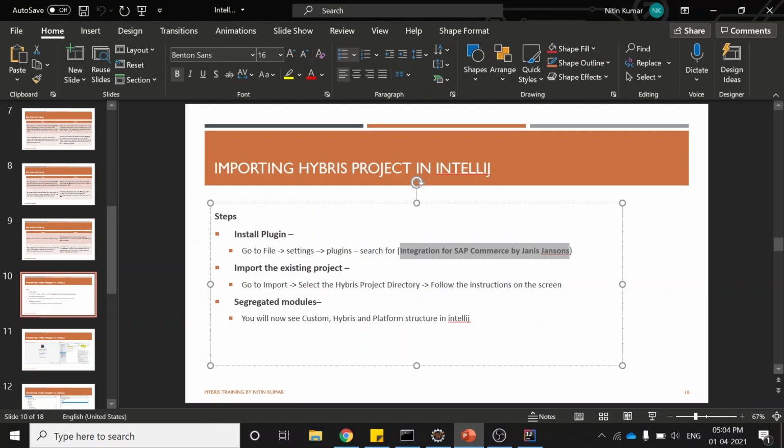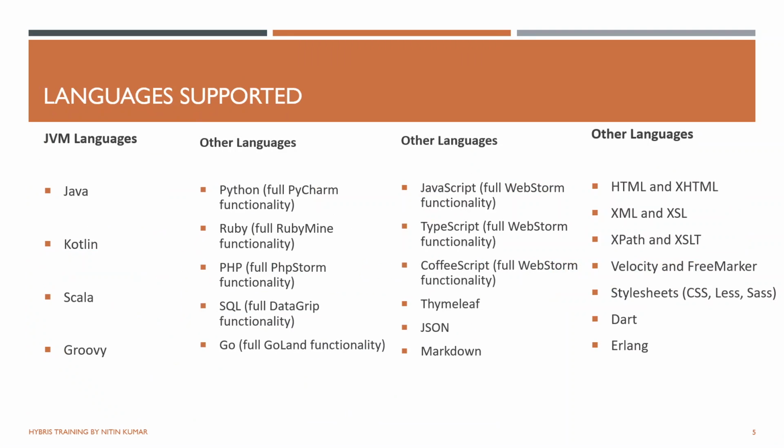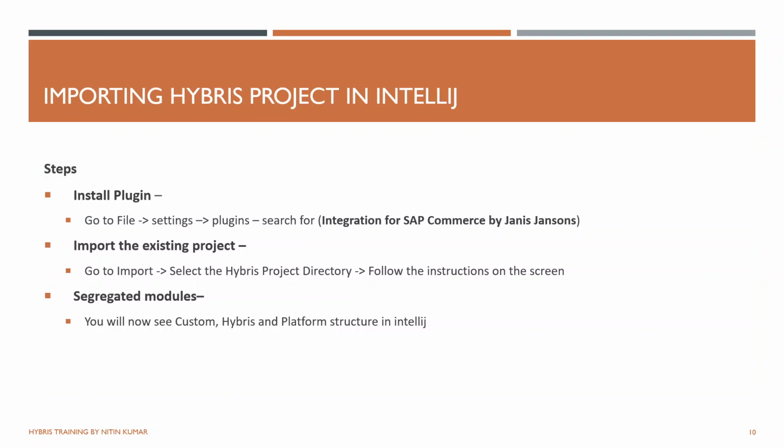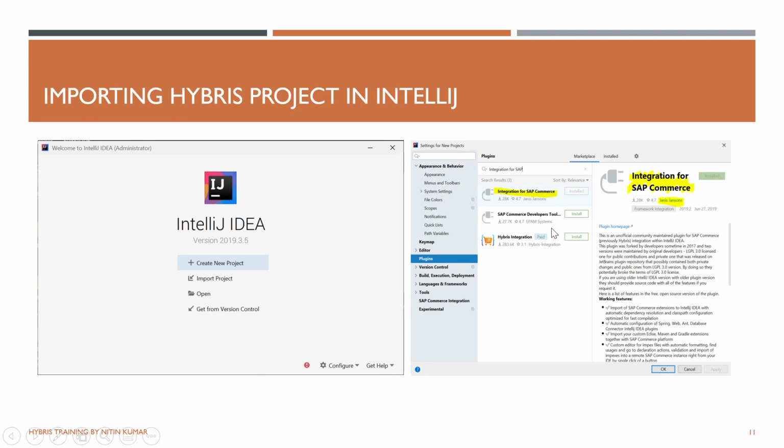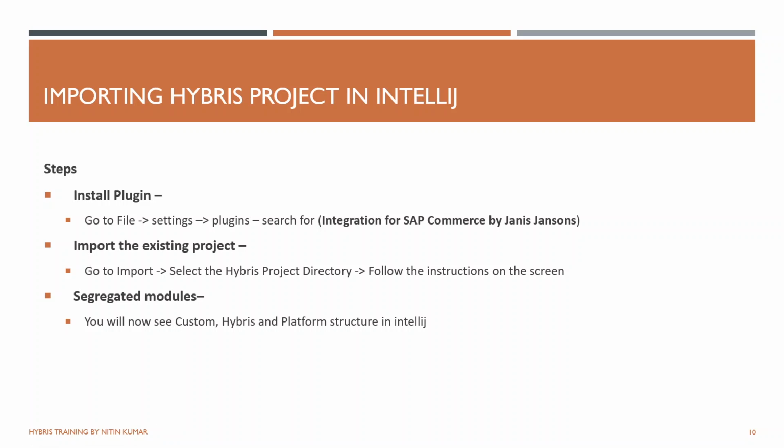Okay, so these were the steps which we have followed. We need to go to the settings, or you can directly go to plugins after settings, and search for the integration for SAP Hybris, SAP Commerce by Genesys. This is the plugin which you need to install. After this, you just need to import the Hybris project and follow the instructions on the screen. And later you will be able to see the segregated modules, that is the custom, Hybris, and platform structure.